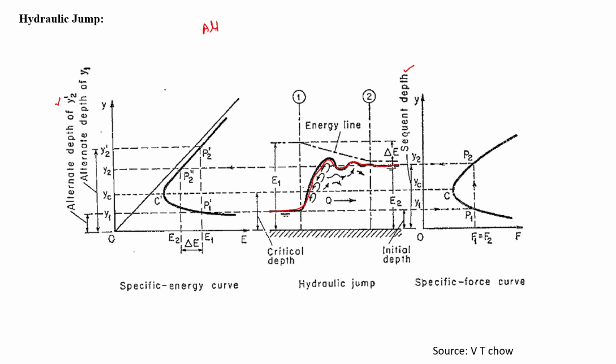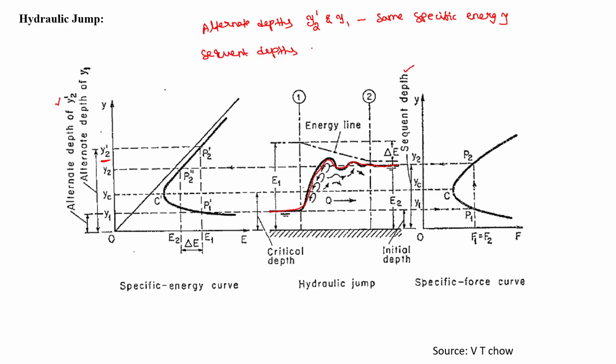In alternate depths, here you see the notation, it is showing y2 dash and y1. So these are alternate depths. They both will have the same specific energy. And sequent depths.